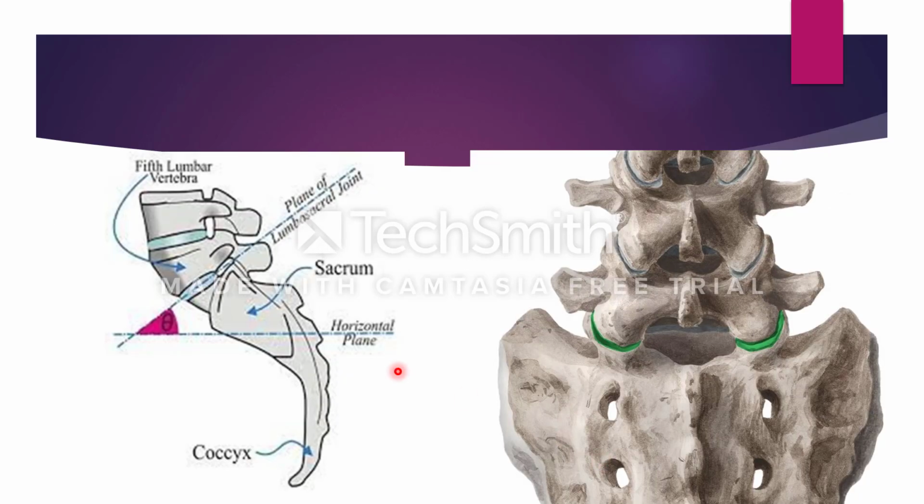See here, this is the fifth lumbar vertebra and this is the sacrum. This is the lumbosacral angle. The fifth lumbar vertebra and the sacrum form one angle which is named the lumbosacral angle. Here you can see the superior articular facets. They are far from one another, but the inferior articular facets are even farther from one another.